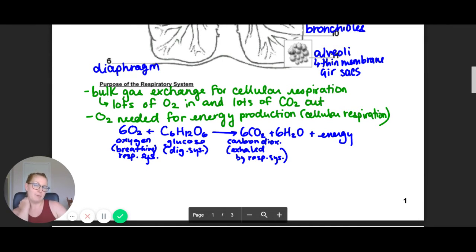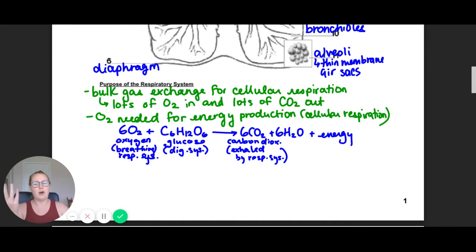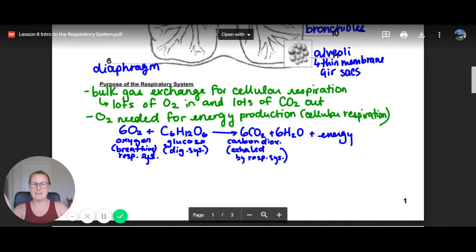Now, I will tell you a bit more about carbon dioxide in lesson 9 as well, but the carbon dioxide needs to be exhaled by the respiratory system. It can be quite dangerous if we retain too much CO2. So I will tell you a little bit more about that later on as well.